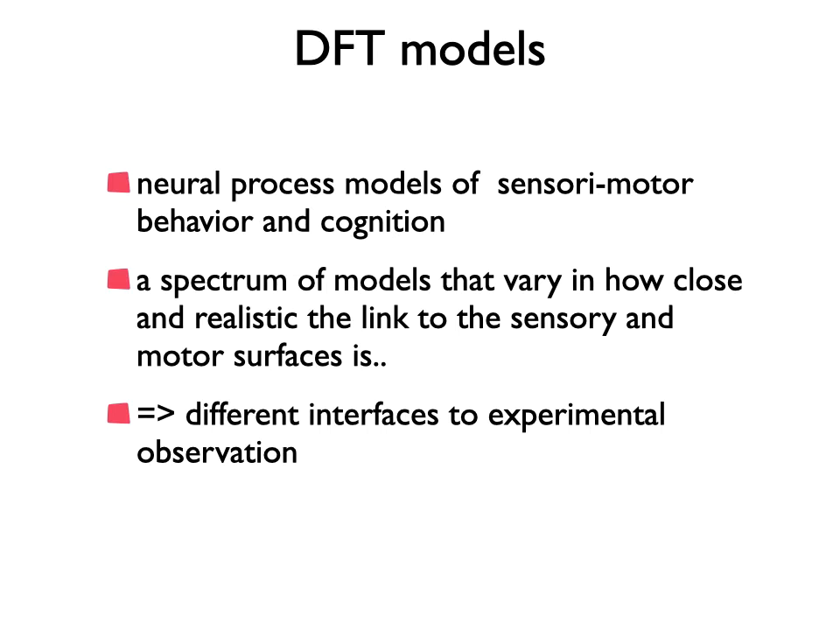Generally, DFT models are neural process models of sensory motor behavior and of cognition, and they really form a spectrum that is spanned by how close and realistic the link to the sensory motor surfaces is. The range in which this link is varied amounts to defining different kinds of interfaces between experimental observations and model. I first want to take you through a couple, and then I'll expand on one of those.